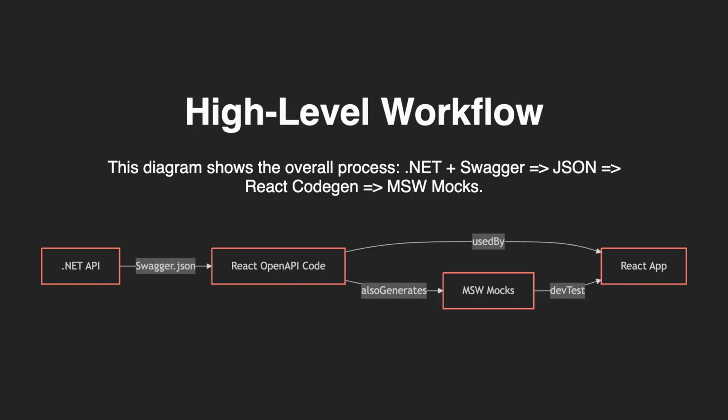We have a .NET API with OpenAPI setup. We export swagger.json from it, feed that JSON into a code generation step for React, and optionally generate MSW mocks for local testing. Now let's see how to set this up.